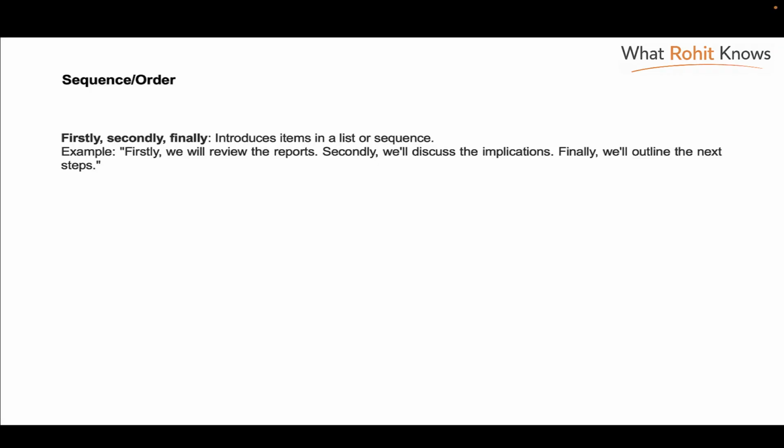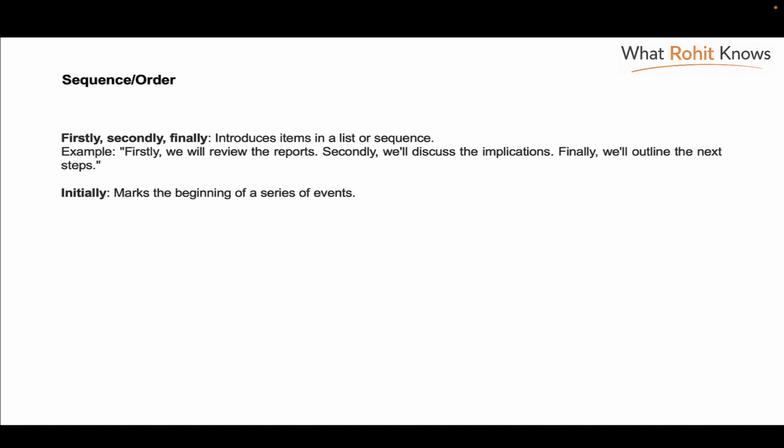So if you're writing an essay and you're building a case that why you support something, why you're in agreement, why you're in disagreement, and you have clear-cut reasons for that. First reason is this, secondly this, and finally this is why I think so. So you can use these sequence linking words there.